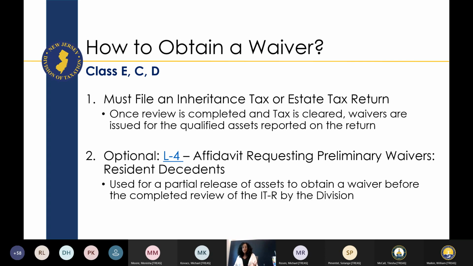So, how do you get these waivers? If you are class E, C, or D, what you have to do is file an inheritance tax return or an estate tax return, because you can't get a waiver until you pay all your taxes. So what happens is a review will be done. We will look at everything. We're going to make sure that all the taxes are paid. We will issue your waiver on all of the qualified assets that are reported on the return.